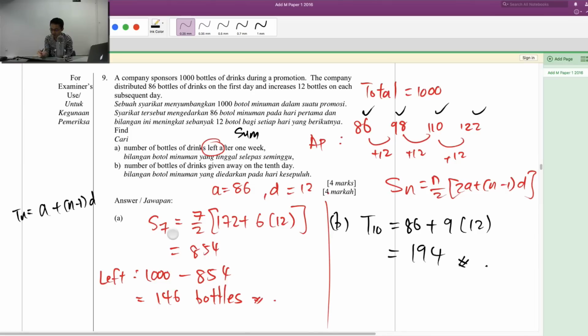But in this one, they want to find exactly how many bottles they gave away on the 10th day itself. On the 10th day itself, that means you don't need to sum. When you don't need to sum, you use Tn. This one actually does not have any specific formula telling you when to use Sn or Tn. Basically you need to understand what the question wants. Then only can you know when to use Sn and when to use Tn.